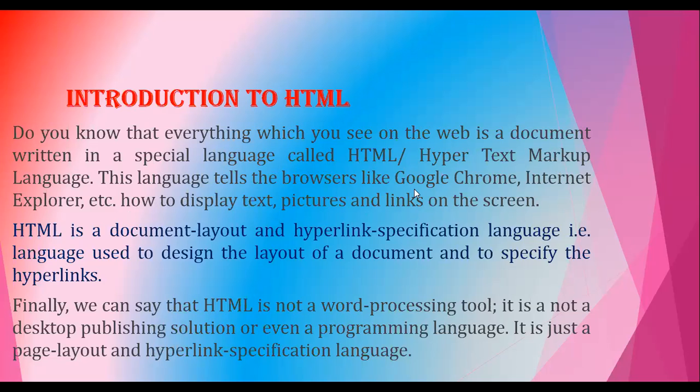This language tells the browsers like Google Chrome, Internet Explorer, these are the examples of web browsers, how to display text, pictures, links on the screen. Next, HTML is a document layout and hyperlink specification language. For example, language used to design the layout of a document and to specify the hyperlinks. Finally, we can say that HTML is not a word processing tool. It is not a desktop publishing solution or even a programming language. Rather, we have to say it is just a page layout and hyperlink specification language.